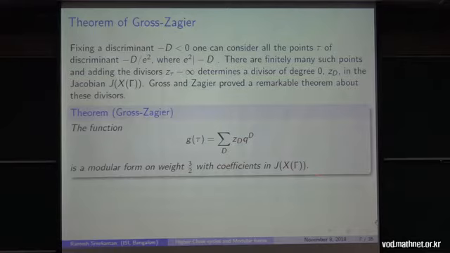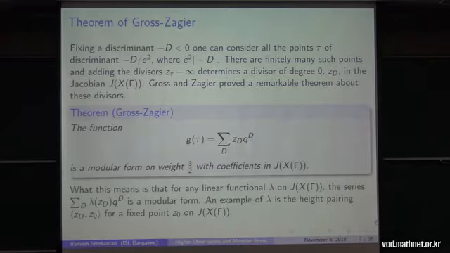But what does it mean in an ordinary sense? We have defined modular forms only for periodic functions. What this means is that if you have any linear functional lambda on the Jacobian of x gamma, the series summation lambda of z d q to the d is an honest to goodness modular form in the sense I defined above. An example of lambda is the height pairing: you pair z d with z0 for some fixed point z0, and that gives you a number, and these numbers give the coefficients of a modular form of weight 3 over 2. It's a remarkable theorem, because it's strange that from these points on a curve you get an interesting function.